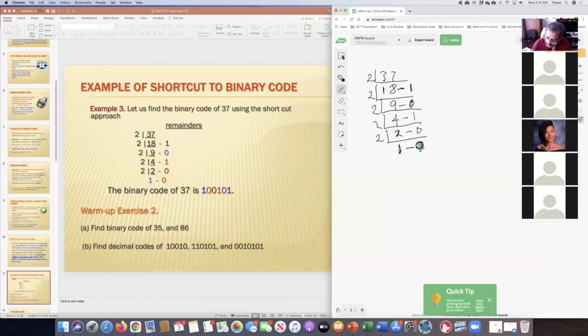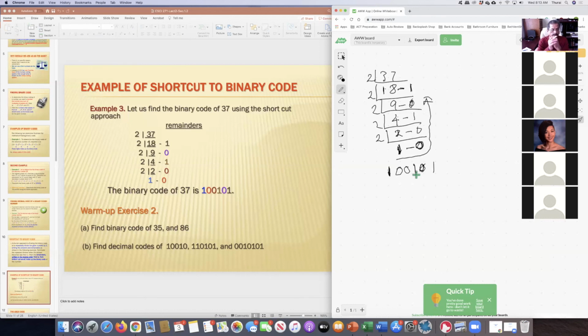Now, if you read the remainders from bottom up, that'll be your binary code. Bottom up means this one, the 1, will be the first. 1 0 0 1 0 1. If you remember, we did find the binary code of 37 earlier, and that was the same as this. So basically that's what you need to do, right? Divide by 2 repeatedly and write down the remainder on the side.